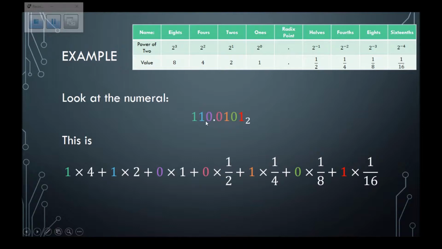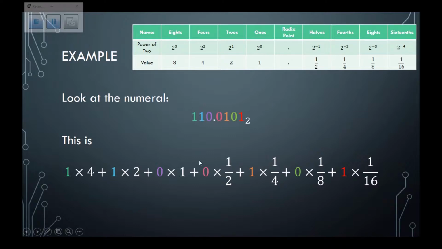So when we were doing numbers 1 or bigger, we do the same thing. So this is the 1's place, the 2's place, the 4's place. So I have 1, 4. I have 1, 2, and I have 0, 1s. Now, on the right side of the radix point, I get into these fractional place values.